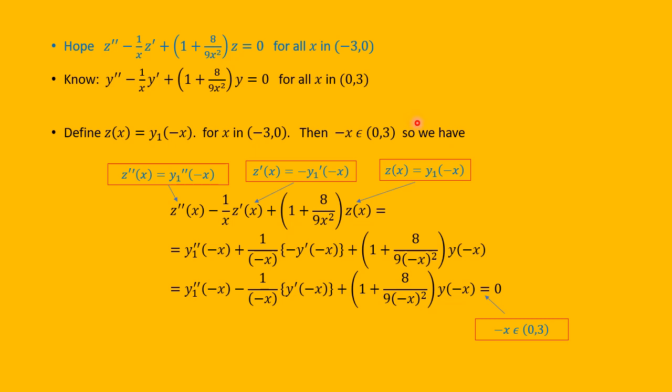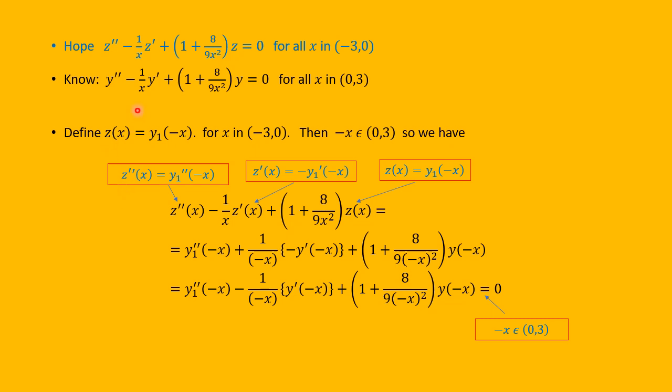And so here's what we have using the chain rule from the previous slide. We know that z double prime of x is equal to y1 double prime of minus x. We also know by the chain rule that z prime of x is equal to minus y1 prime of minus x, and also z of x equals y1 of minus x. Basically, if you start with this one, differentiate using the chain rule, you will get this one. Differentiate again using the chain rule, we get this one over here.